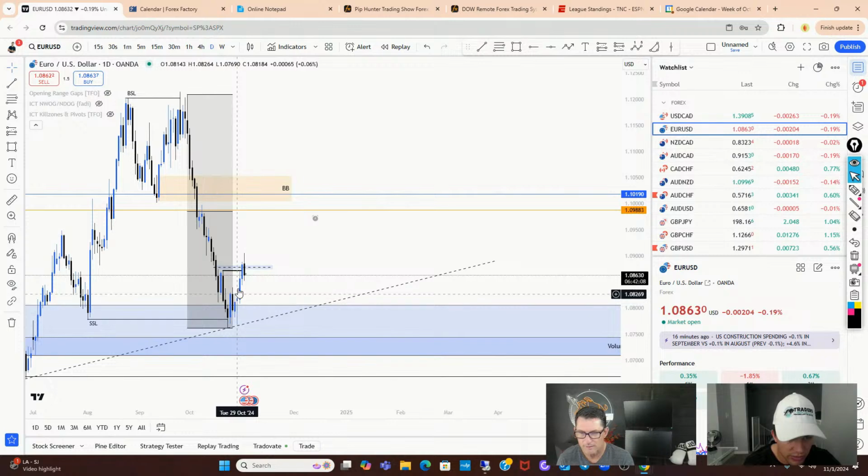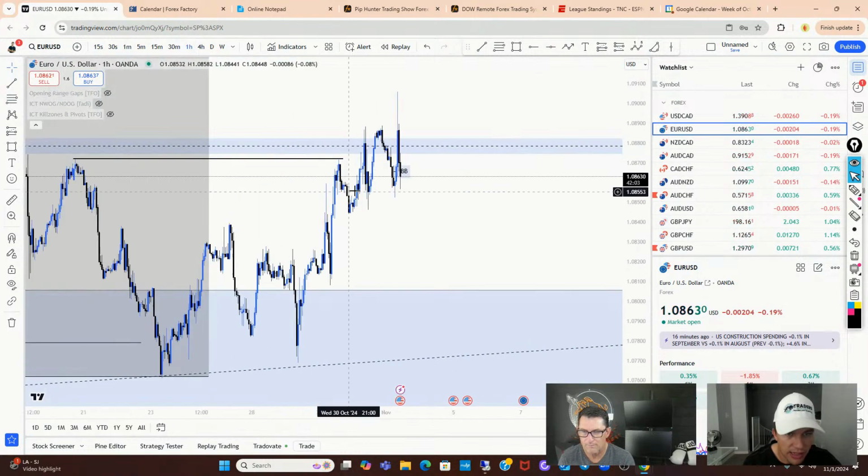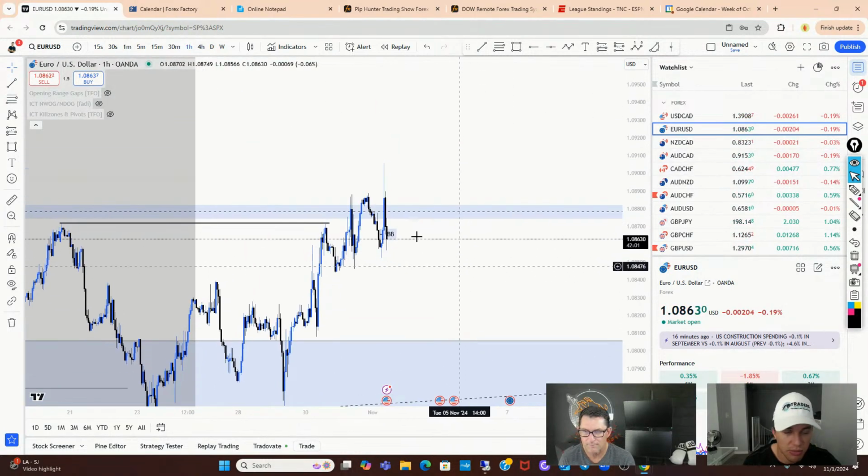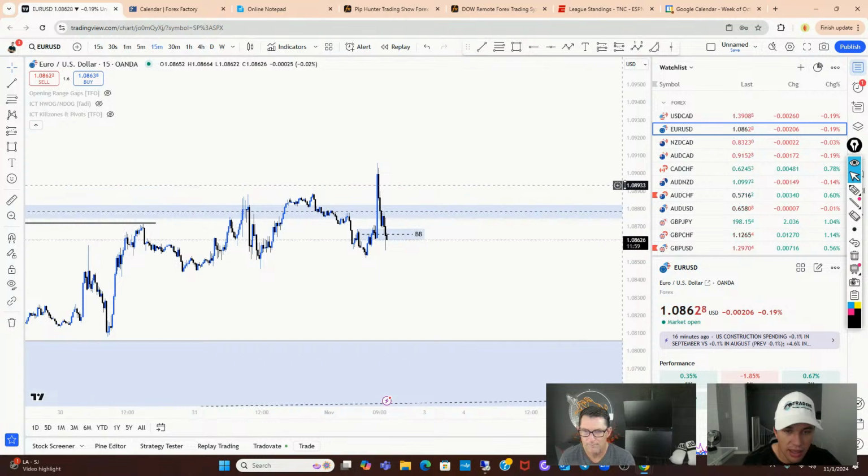And you can see here on the daily, we've had this displacement above the swing high, creating a breaker block here. So we see a little bit of change in state of delivery to the upside. So I am anticipating that there can be a short-term move to the upside, and that's probably what I'm going to be taking today.